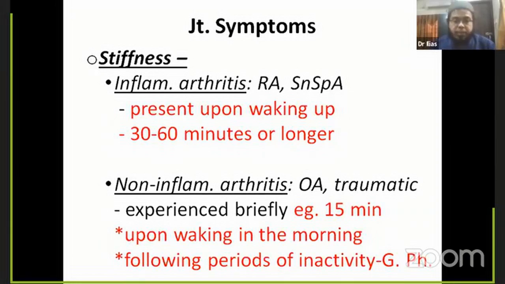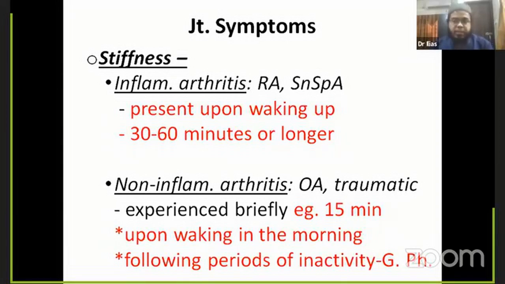But sometimes, following periods of inactivity, the patient might have some tightness and stiffness without having slept. At that time the patient will feel some tightness of the joint in the initial few steps of walking, and after walking for a few minutes, the patient will feel better from the tightness.